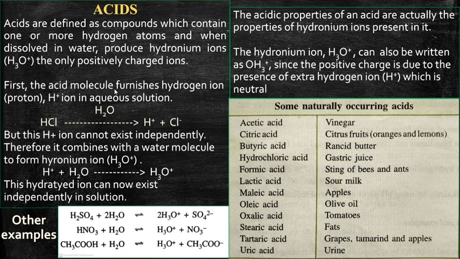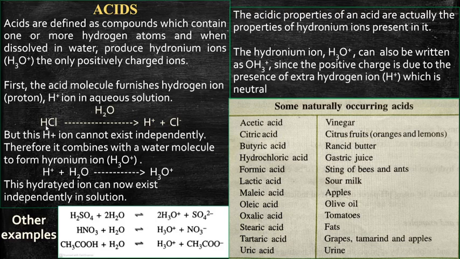Let's see this. First, the acid molecule furnishes hydrogen ions in an aqueous solution, which means when acids are dissolved in water, they produce hydrogen ions. When HCl dissolves in water, it produces H+ as well as Cl-. But this H+ ion cannot exist independently. Therefore, it combines with a water molecule to form the hydronium ion. Water molecules are already present, so this H+ ion is added to H2O and produces the hydronium ion, that is H3O+. Now this hydrated ion can exist independently in solution.